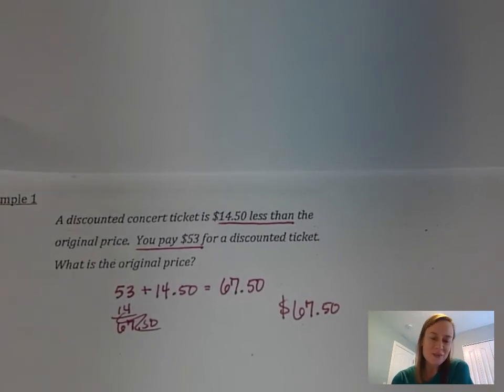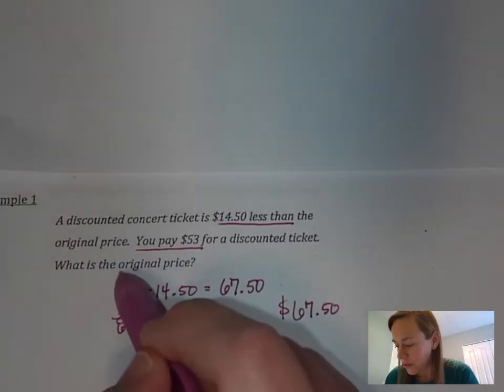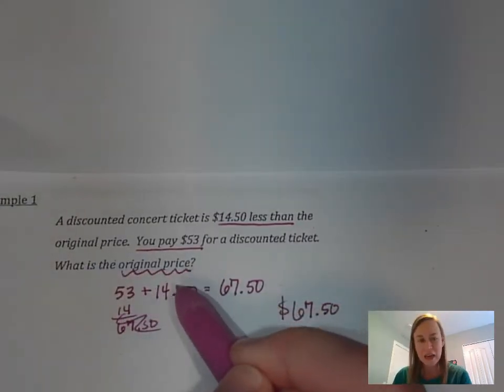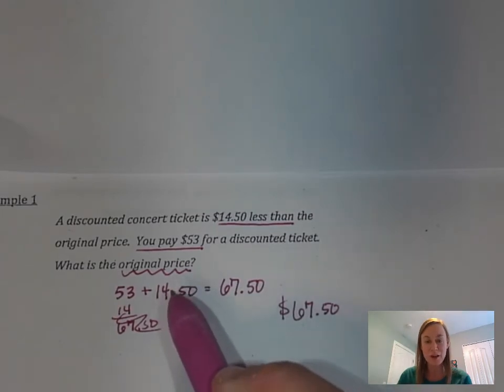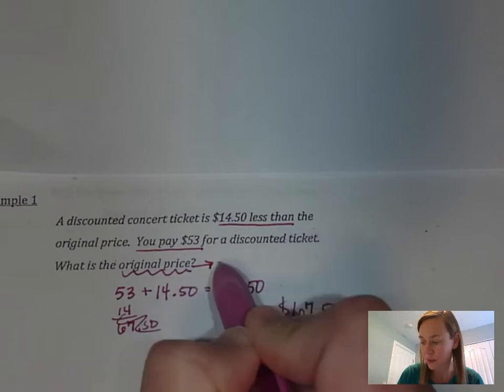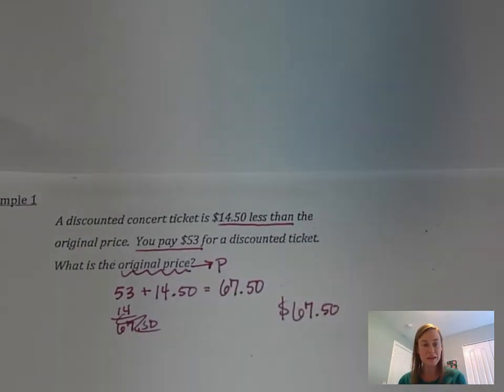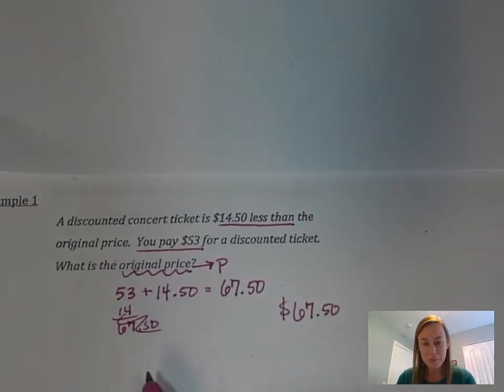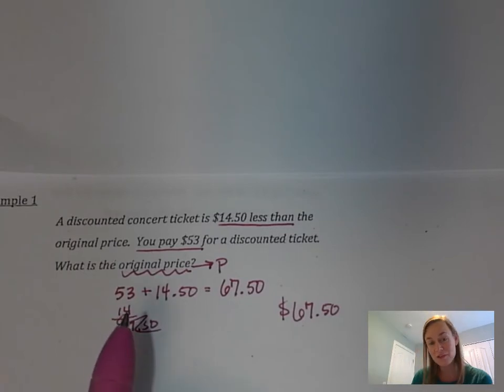Now let's write it a different way that uses an equation with a variable. We're still going to get the same answer, but I want you to see how I would do this. So what is the question here? We are looking for the original price. The thing we're looking for is what we're going to represent with a variable. So original price, because we're talking price, I'm going to call the variable P. So when I write P down in my equation, that P is standing for the original price.